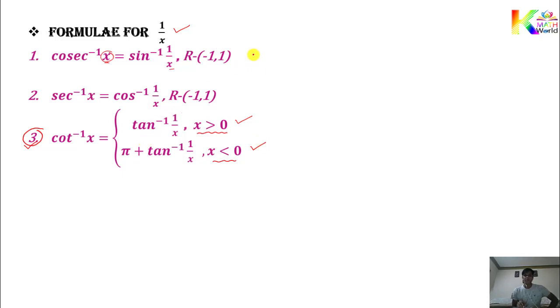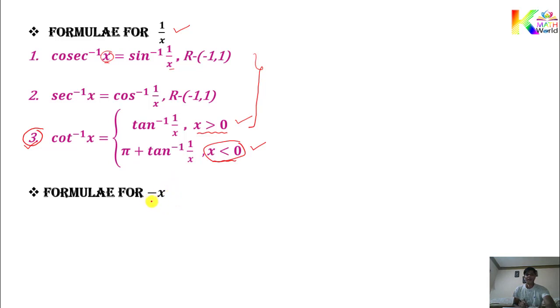So nothing to remember for all these three. We can just write a reciprocal function with a reciprocal angle. Just remember only this, but the condition is important: whenever x is less than 0, you get tan inverse 1 over x plus pi. Same way, see a few more formulas.